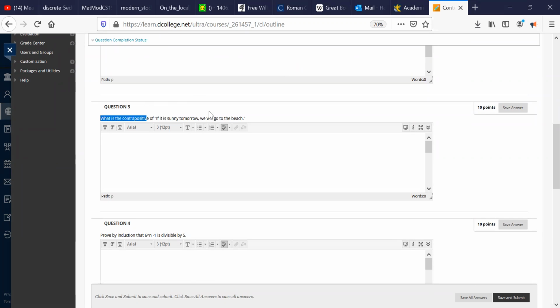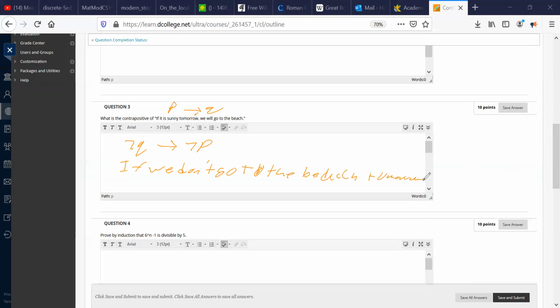So what is the contrapositive of: if it is sunny tomorrow, we will go to the beach? So this is P implies Q. This becomes not Q implies not P. So if we don't go to the beach tomorrow, then it's not sunny. Or it's not sunny tomorrow, just to keep to the structure, even though it's kind of more awkward to say in English.